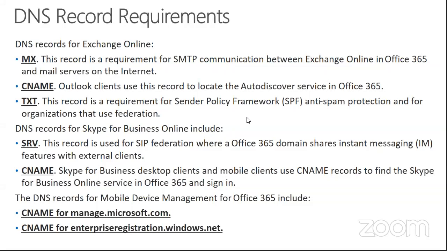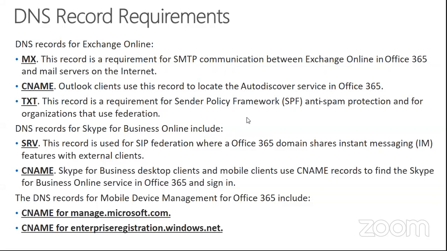The Outlook client should be using this record to locate the Autodiscover service in Microsoft 365. Likewise, Skype for Business Online would be using the SRV, or service record, which is used for SIP federation. It's also used to coordinate the flow of communication between Skype for Business clients as well.